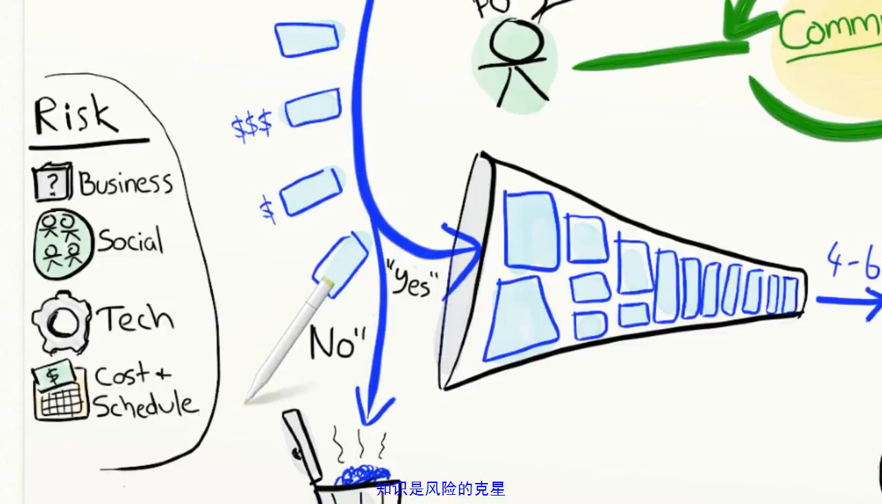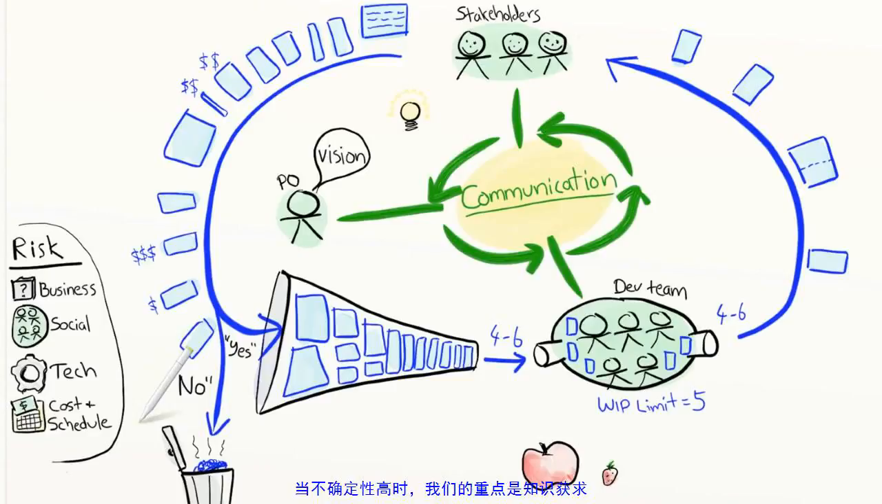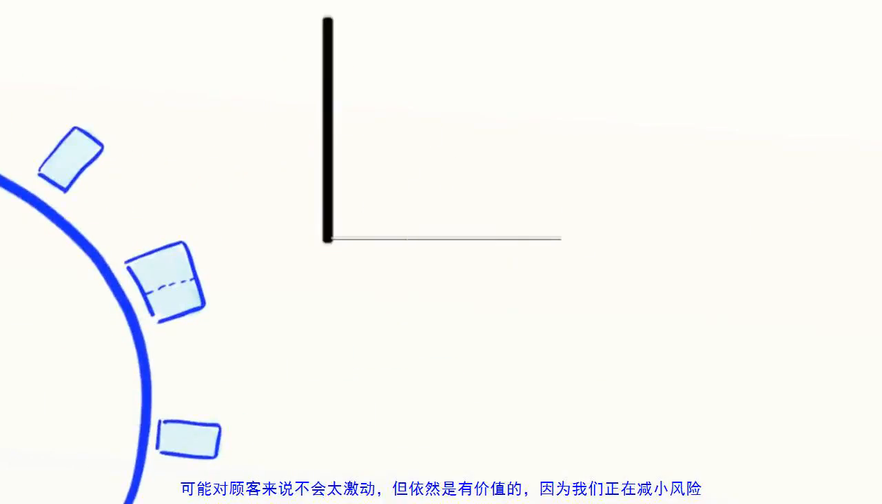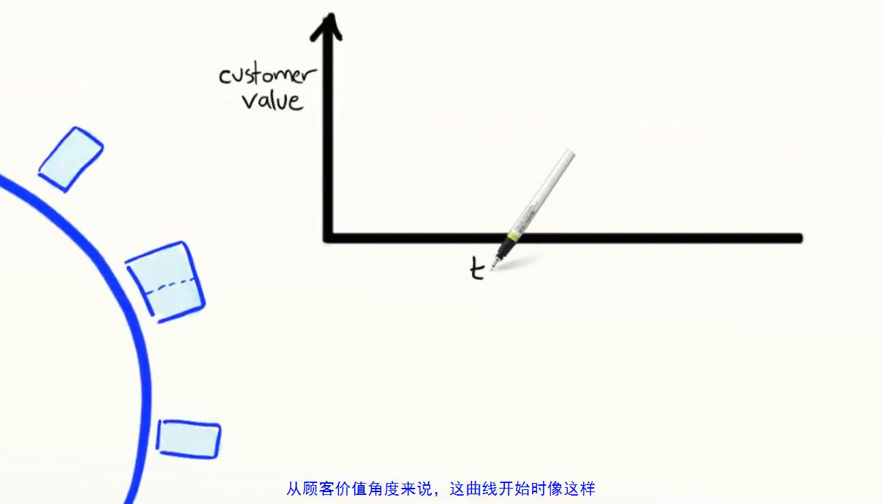Knowledge can be seen as the opposite of risk. So when uncertainty is high, our focus is knowledge acquisition. We focus on things like user interface prototypes and technical spikes or experiments. Maybe not too exciting for the customers, but still valuable because we are reducing risk. From a customer value perspective, the curve looks like this in the beginning.